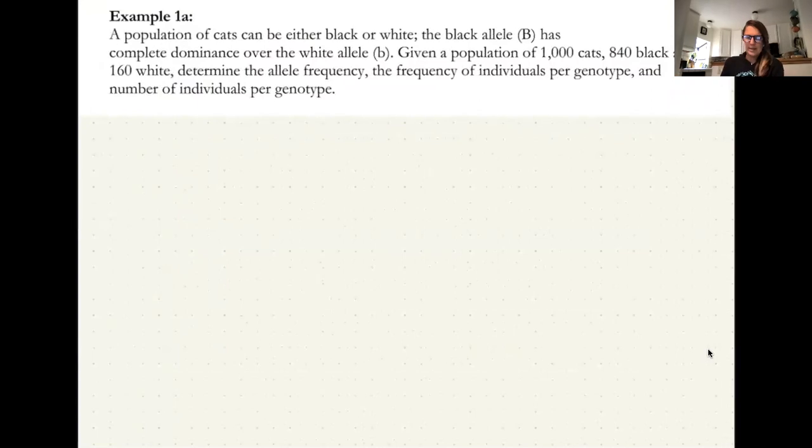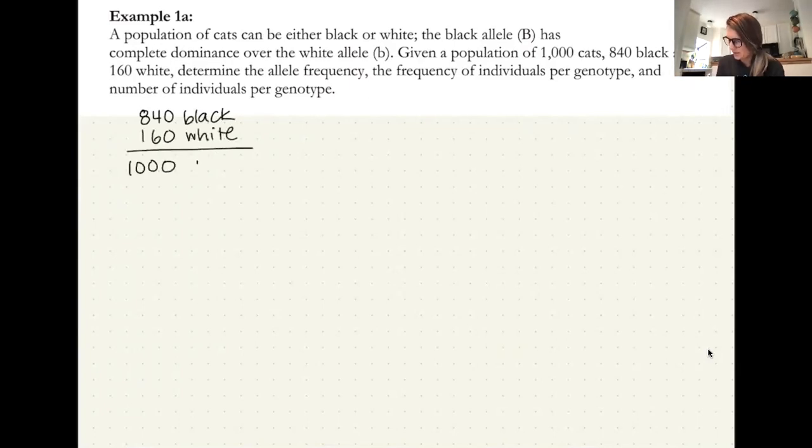Okay, so example 1 has a population of cats that are either black or white, and the black allele is dominant to the white allele with complete dominance, so normal Mendelian genetics. So given a population of 1,000 cats, we have 840 black cats, and we have 160 white cats for a total of 1,000 total cats.